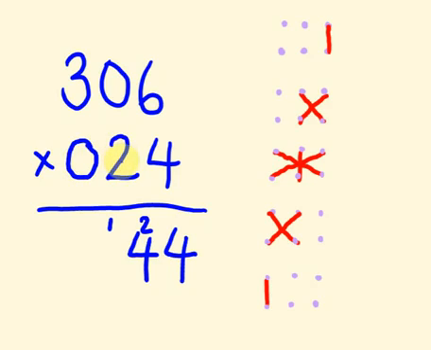4 times 3 is 12. 6 times nothing is nothing. 2 times nothing is nothing. So 12 plus this 1 here is 13. Carry the 1. 3 2s are 6. Nothing times nothing. Okay, so 6 plus this 1 here is 7, and then 3 times nothing is nothing. I won't bother to put that in. There's our answer, 7,344. So that's how you do this little trick.